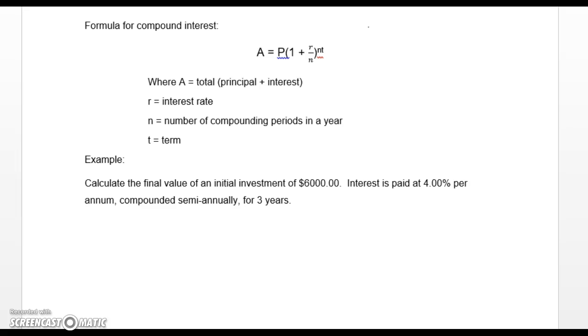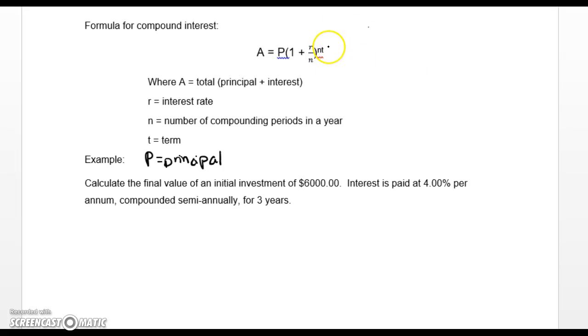Here we have the formula for compound interest. It states that A is equal to P times 1 plus R over N, all to the exponent of N times T. Your A value is your total, which is your principal plus the interest. I don't have that written here, so I'm going to write that below. P is your principal, and R is your interest rate. Remember, this one is as a decimal. N is your number of compounding periods, so that's that list that I had just above. And T is your term.